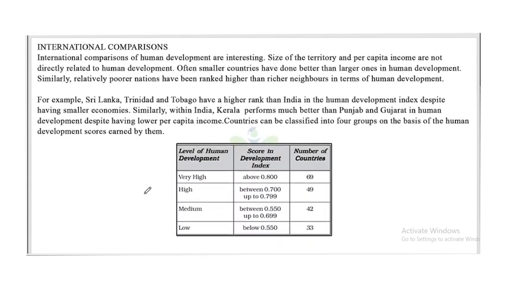Now, international comparisons. International comparison of human development are interesting. Size of the territory and per capita income are not directly related to human development. Often, smaller countries have done better than larger ones in human development. So the size of territory and per capita income are not directly related to human development, because often small countries have done better than larger ones.